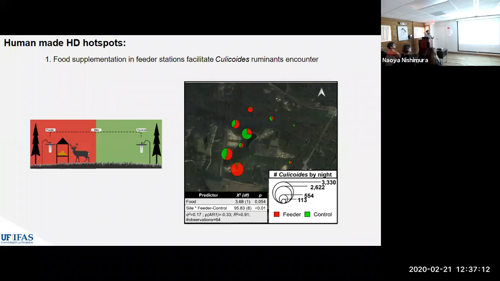The first hypothesis that we have been testing is whether food supplementation at feed stations facilitates Culicoides-ruminant encounters. We already saw that, and we also saw, which is very interesting, that the encounter interacts strongly with the location of the feeder. That means we can make several recommendations on the right place, or the better place, to locate feeders and reduce the rate of encounter.